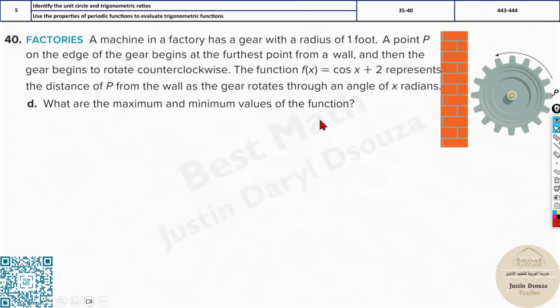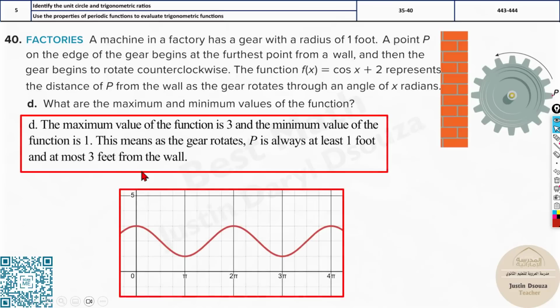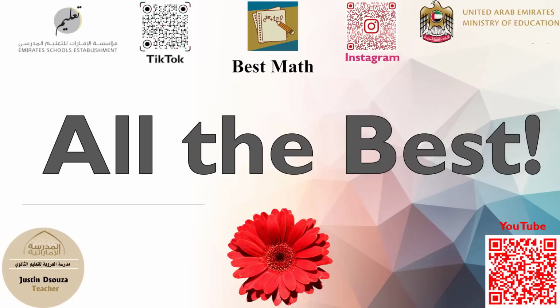What are the maximum and minimum values of the function? We see in the graph. Maximum is 3, minimum is 1. So that's it. Maximum is 3 feet away from the wall, whereas minimum it is the closest point. It's 1 feet away from the wall. That is the end of all the writing part questions.